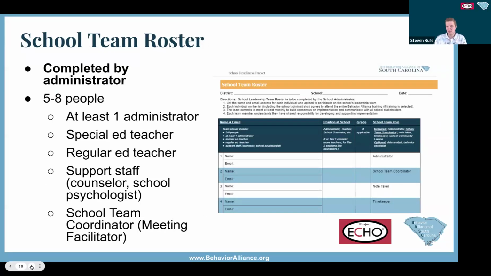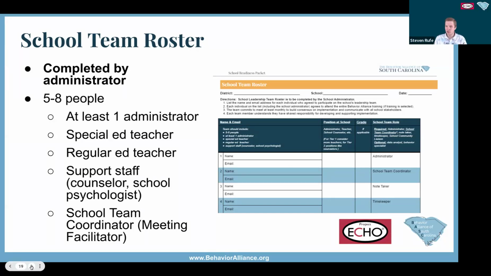So talking more specifically about the school team roster, I'm sure this looks familiar to most of you because it looks pretty similar to what you did for the district leadership team roster. It's just different in terms of the school level now. That school team roster is ideally completed by the administrator at the school saying, here's who I'm going to dedicate to meeting monthly at my school. Here's who I want to empower to lead tier 1 MTSS for behavior work at the school.